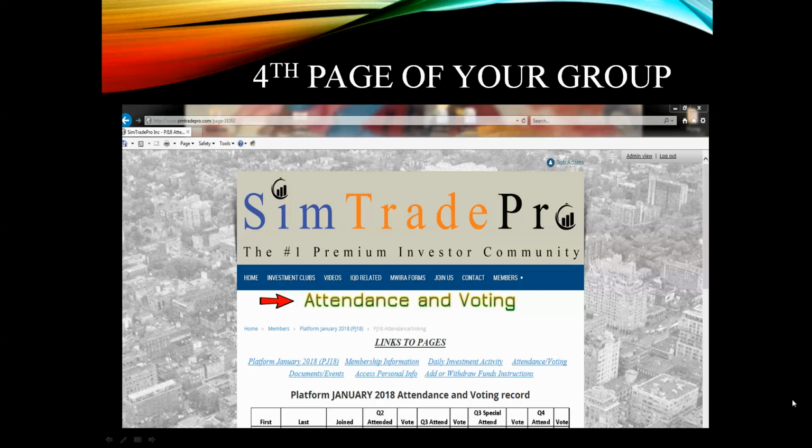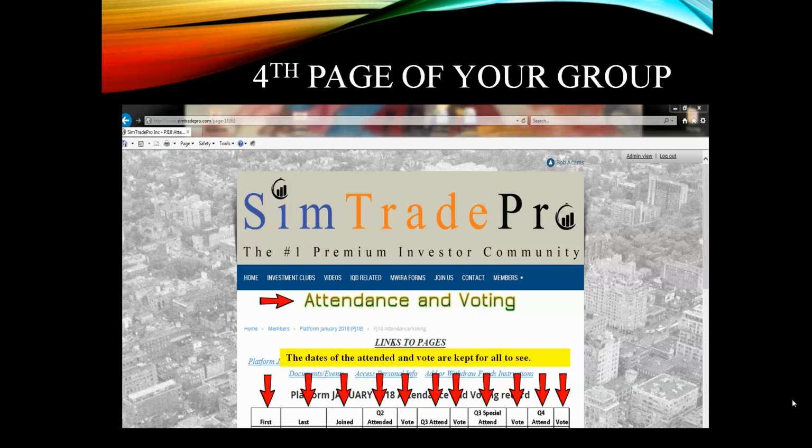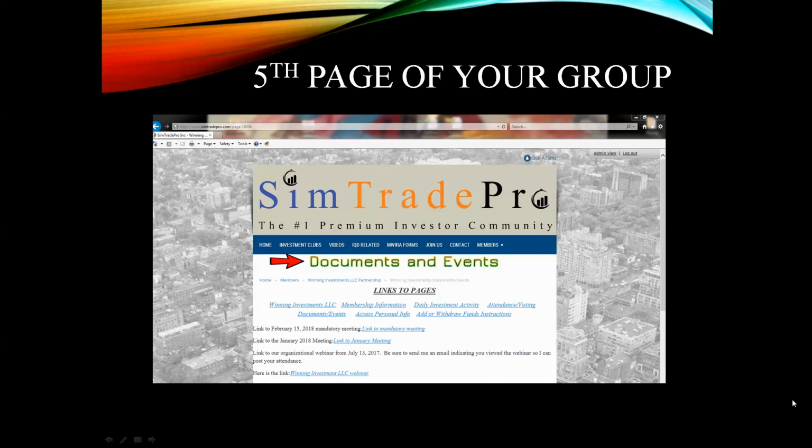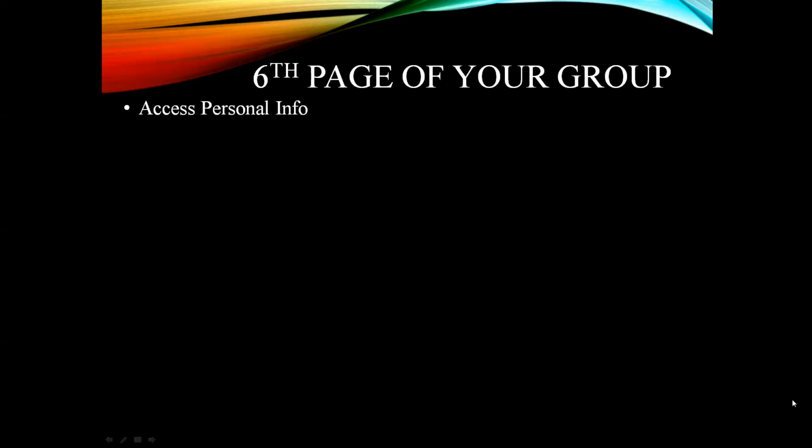So on your attendance and voting page, this is what it looks like. Obviously it indicates the page, and then it indicates the name, first and last, joined, attended, vote, all the way through for the whole entire year. The fifth page of your group is your documents and events. On this page is going to be links to quarterly special meetings. So if you missed something, I mean, you will get an email for everything that goes on, but if you missed something, you'll be able to get that link here.